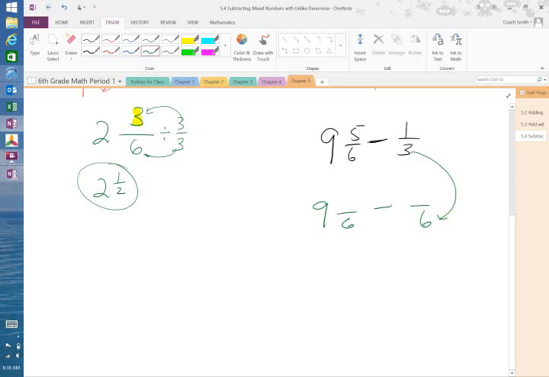So what did we do to 3 to make it 6? Multiplied by 2. So I must do the same thing to the top, which makes that 2 over 6. Okay, what did we do to 6 to make it 6?